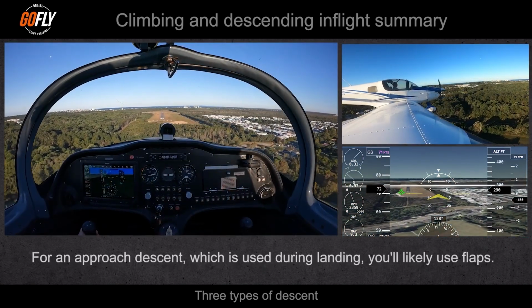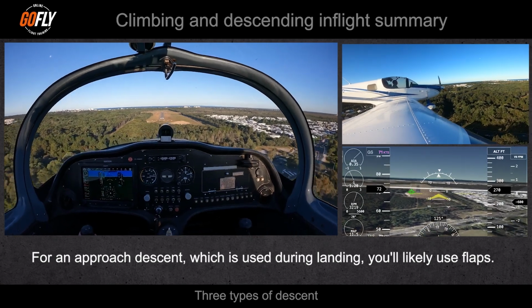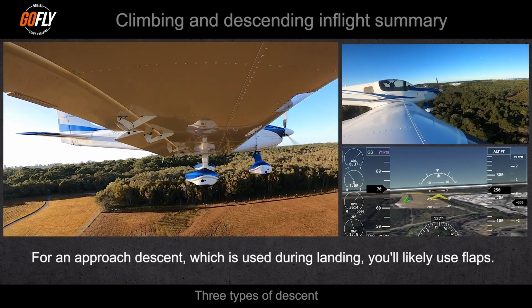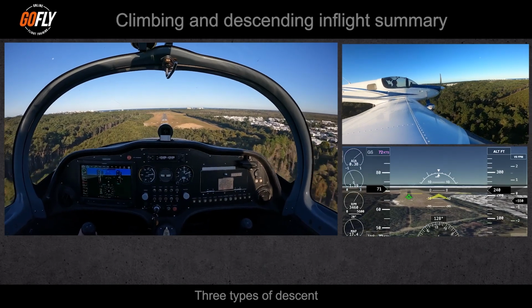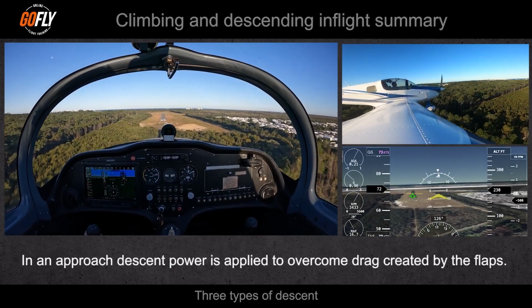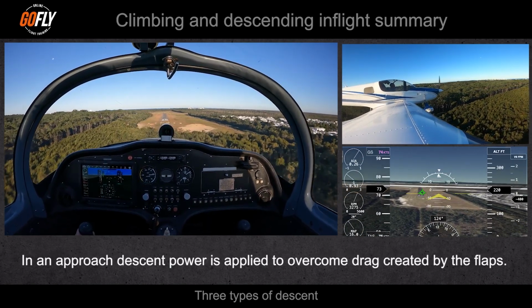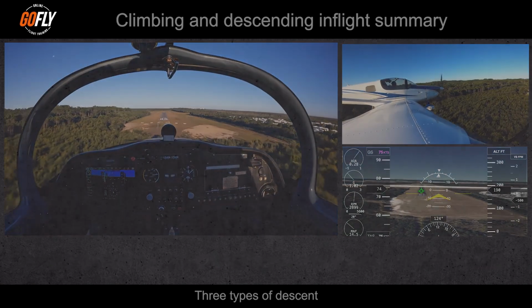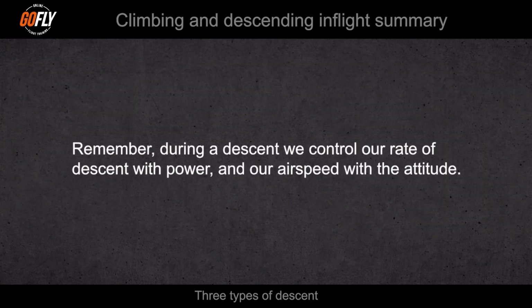For an approach descent, which is used during landing, you'll likely use flaps, and if you have a retractable undercarriage, that will be extended. In this case, power is applied to overcome some of the drag and to keep the aircraft on the correct approach profile. Remember, during a descent, we can control our rate of descent with power and our airspeed with the attitude.